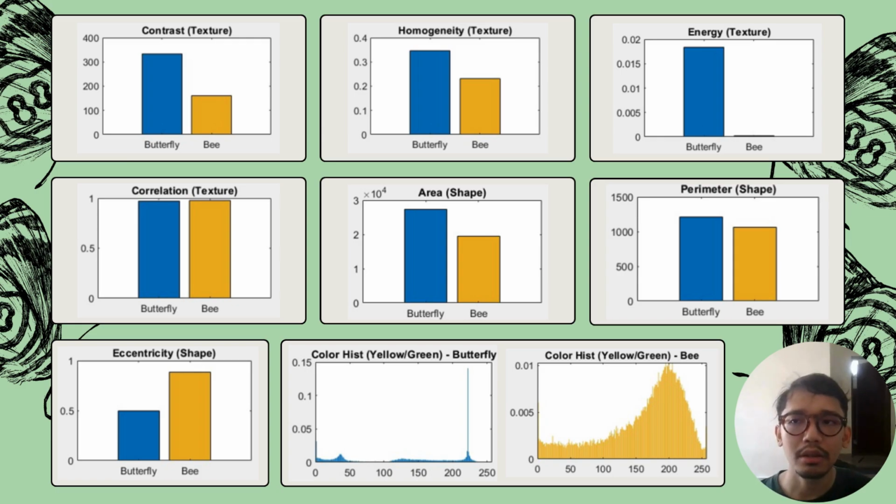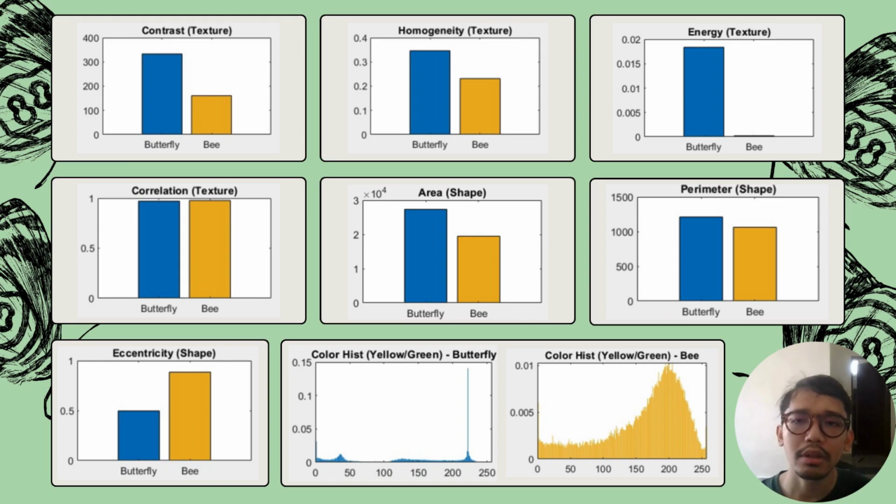Here are the results. First is the contrast histogram. It shows that butterflies have higher contrast because of the stronger variation between light and dark patterns on the body. Second is the homogeneity histogram, which indicates butterflies have higher consistency of color pattern. Third, the energy histogram tells us that butterflies have a more uniform pattern. Next, both insects have similar correlation values because the neighboring pixels in both images are similar.